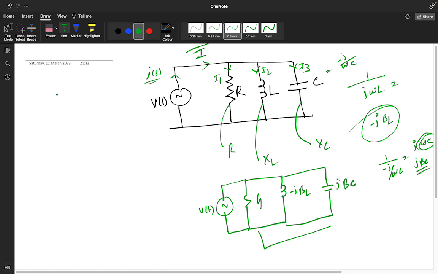Okay. So if I am considering v of t is equal to Vm sine omega t, what is the value of I1? I1 value is Vm by R sine omega t. This Vm sine omega t divided by R will give you I1 only, right?